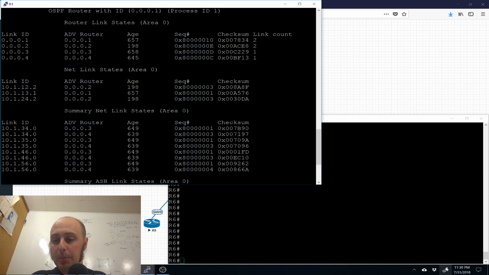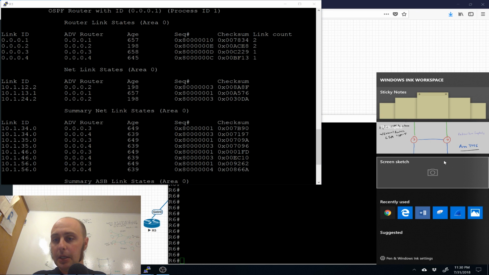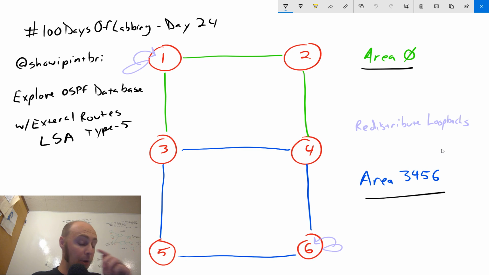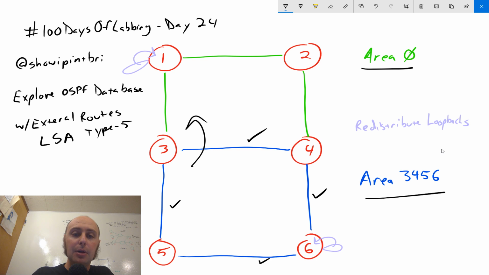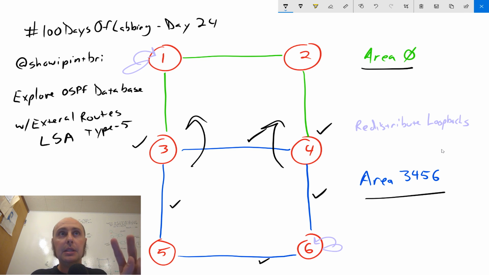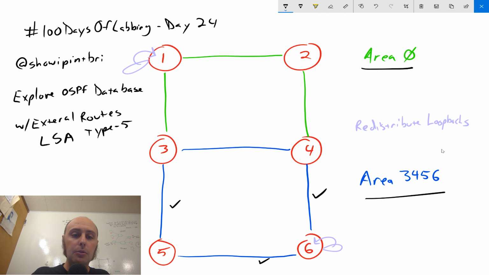So if I bring back up the topology that I drew, that makes perfect sense. What we're seeing here is these links being advertised into area 0 by router 4 and router 3, and that's why we see duplicates of those link IDs. That makes perfect sense. That was a little interesting to see.